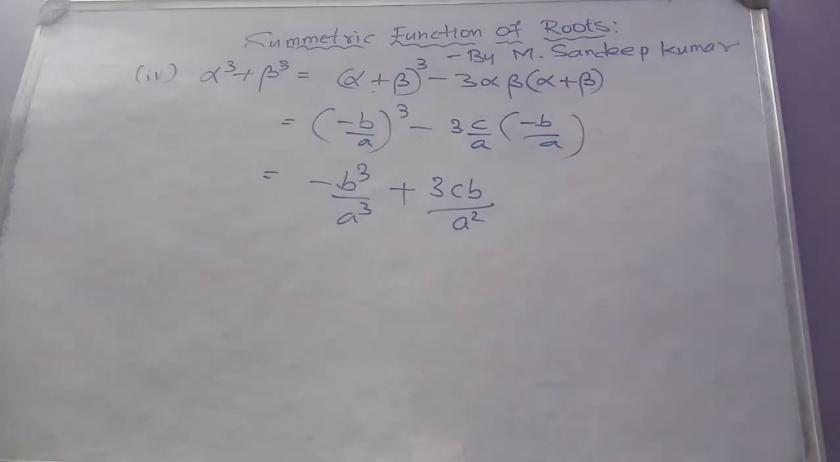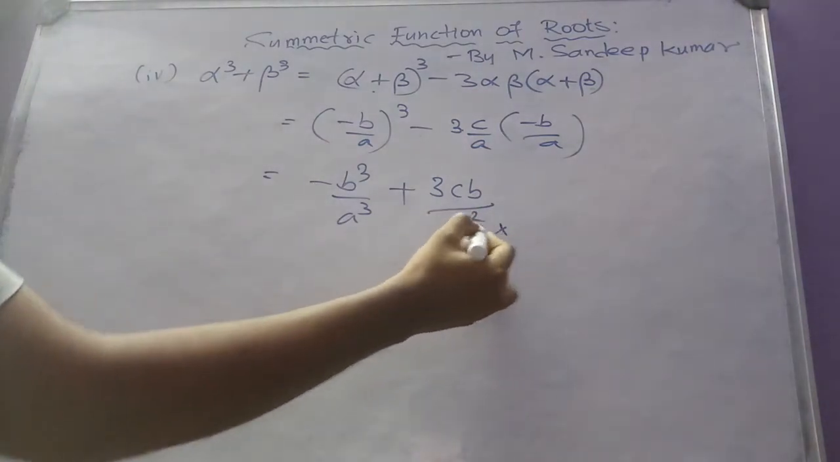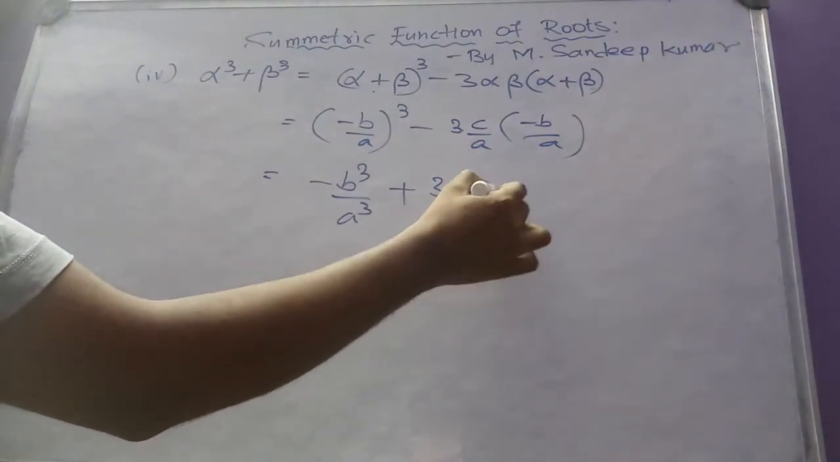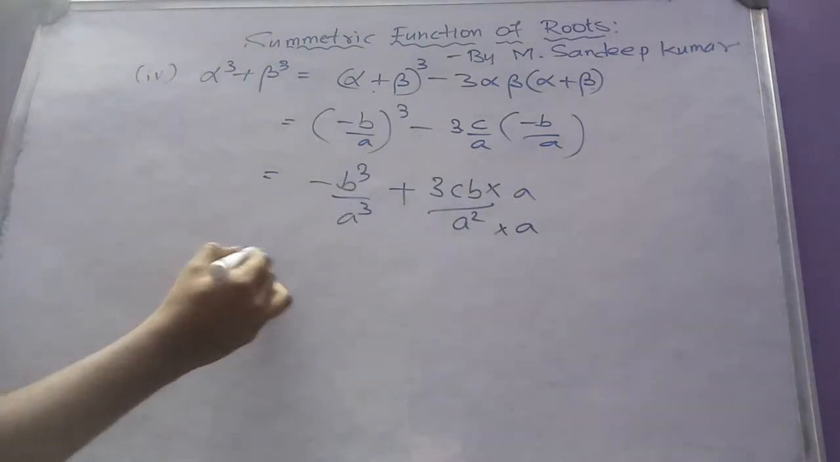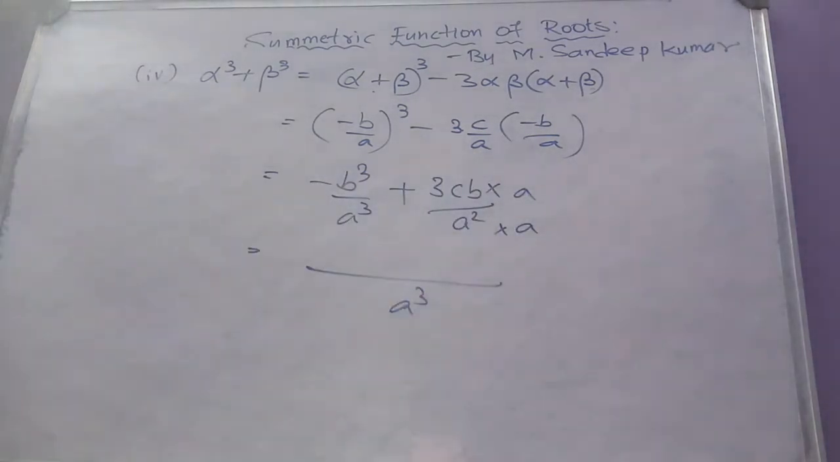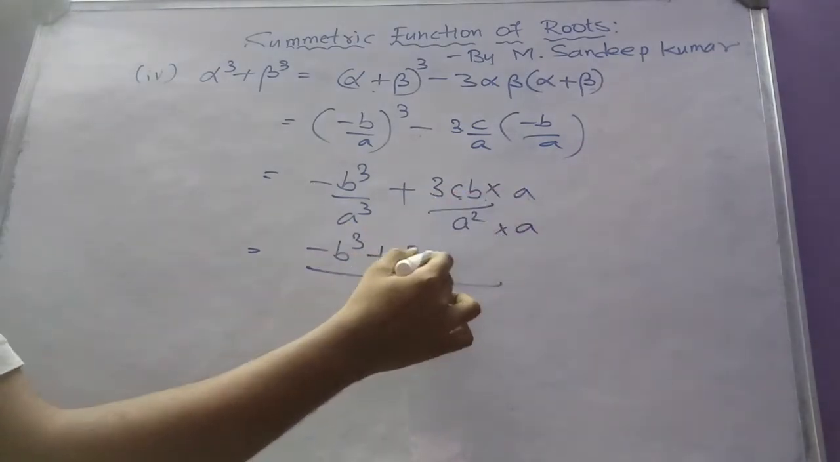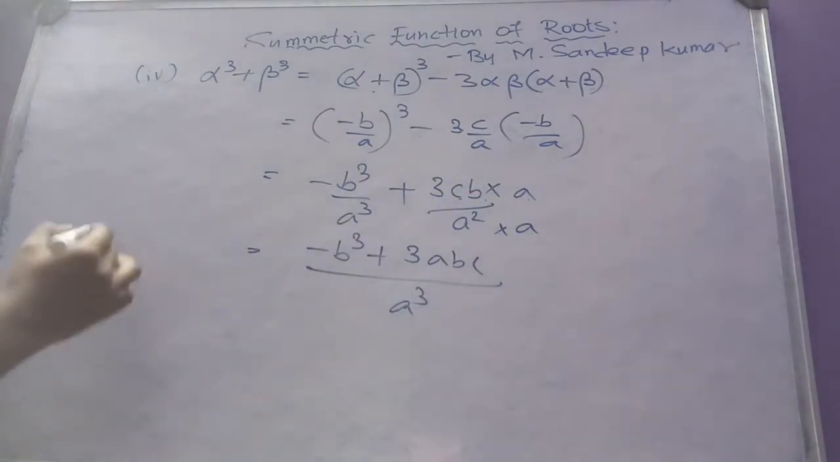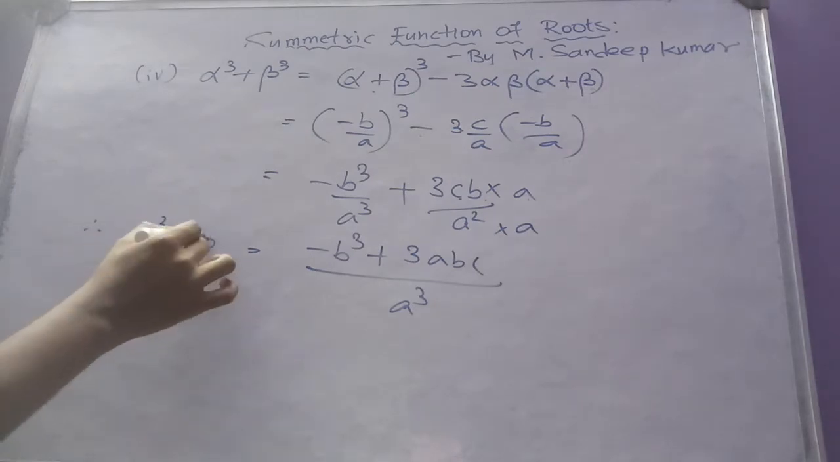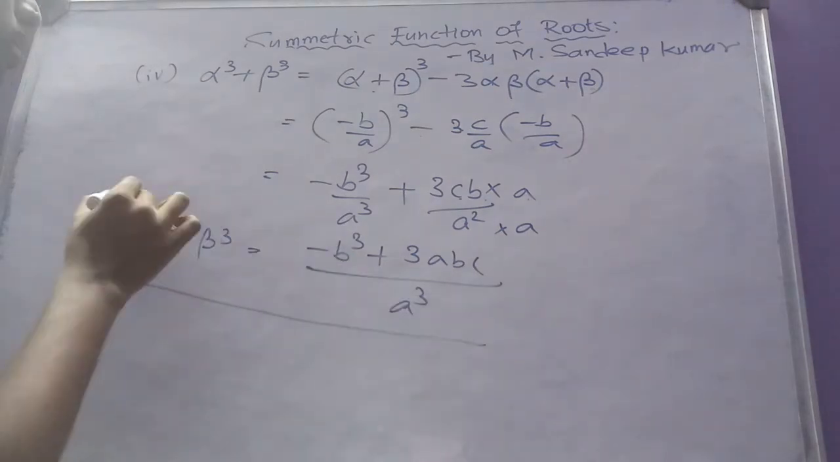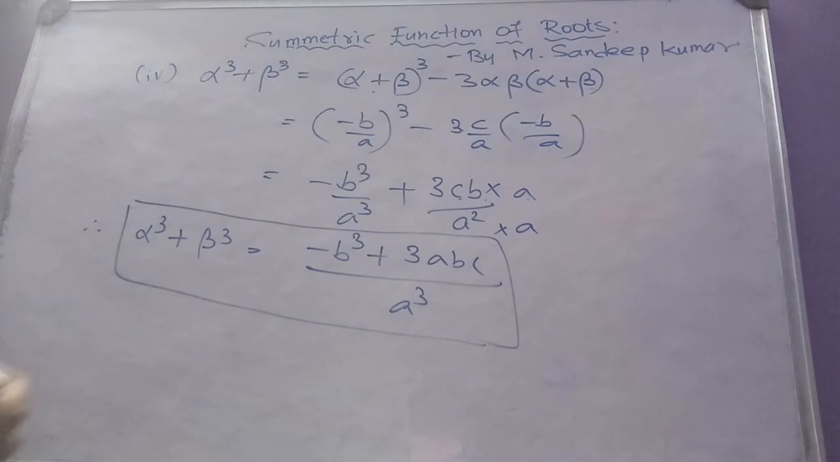Again, to get a common denominator a cube, I'll multiply here the denominator and numerator with a. So we got a common denominator a cube and the numerator is minus b cube plus 3abc. So therefore alpha cube plus beta cube is minus b cube plus 3abc by a cube. This is the fourth one, alpha cube plus beta cube.